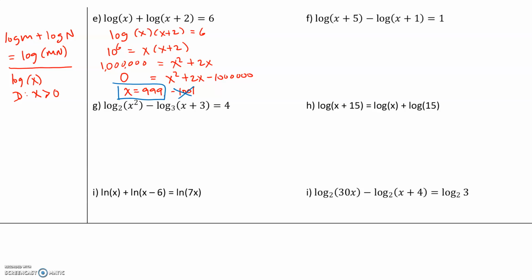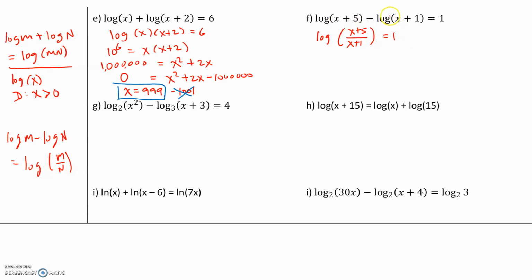Okay, let's take a look at letter F. Letter F says we have log of x plus 5 minus log of x plus 1 equals 1. Another quick reminder, if we have log of m minus log of n, so if we're subtracting two separate logs and you want to write them as a single logarithm, then subtraction leads to division under a single log. So what do we have? We have log of x plus 5 divided by x plus 1, and that equals 1.